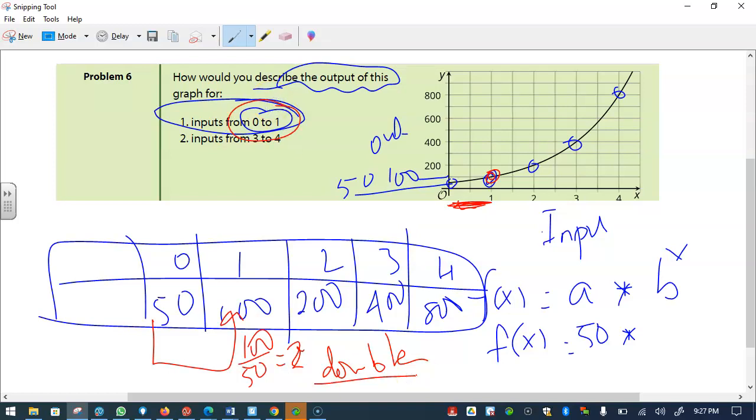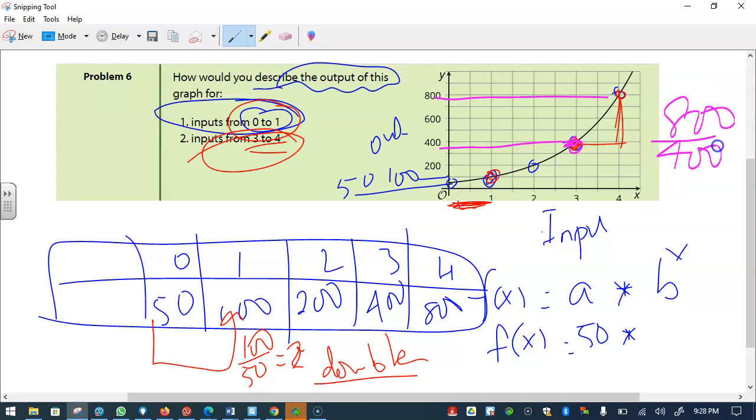Then what about from 3? So the next one is 3 to 4. So what about here? So for the output 3 to 4, let me check. You can see here, this is 400 and this is 800. The same thing. So 800 divided by 400 is 2. So that's the growth factor. So both have the same growth factor 2, and this also is 2. So hope that helps.